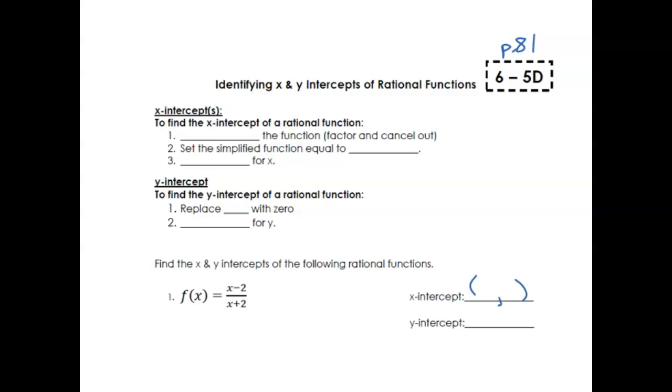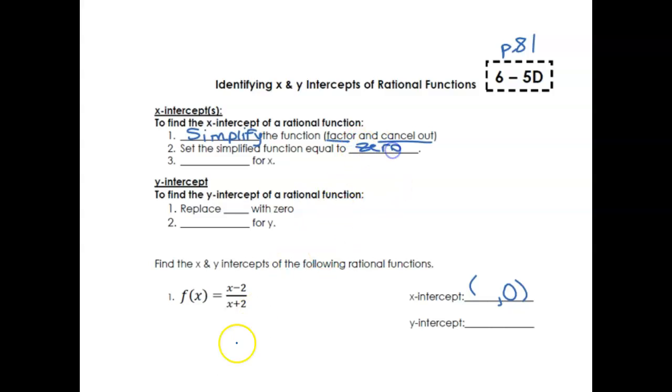0 is the y value. So in order to find the x-intercept, I'm going to simplify the function, which out to the side, it says factor and cancel out, which is good because that goes along with our theme of things in Unit 6 needing to be factored at the very beginning. So factor and cancel out any common factors on top and bottom. That's the simplifying part. And then set the simplified function equal to 0.